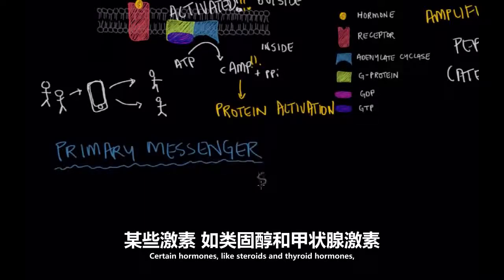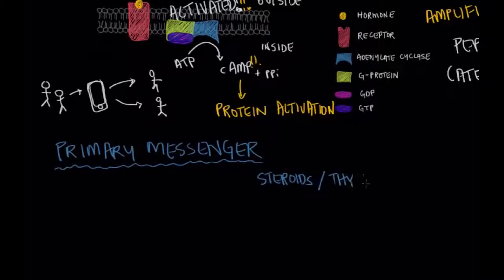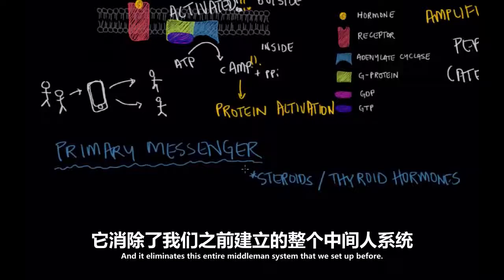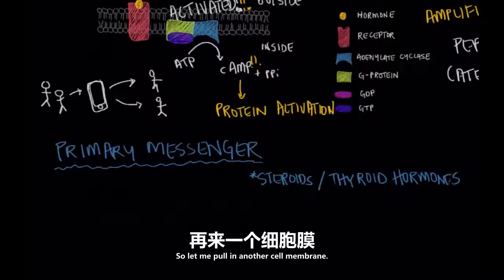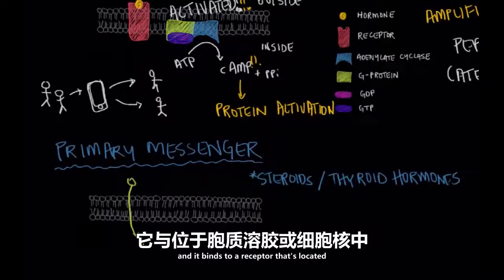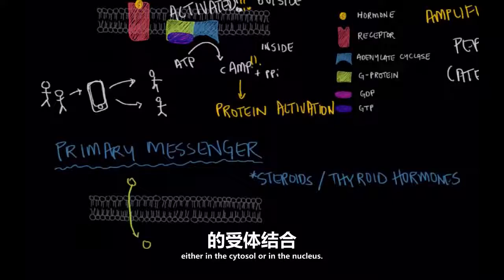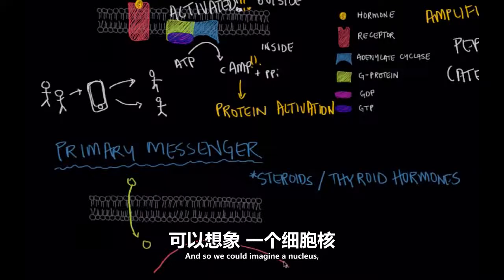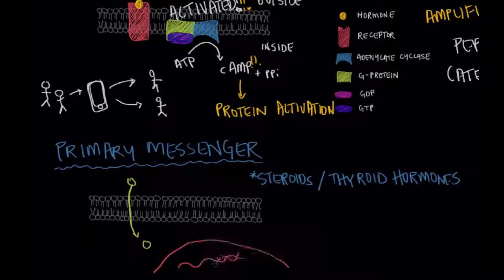Certain hormones like steroids and thyroid hormones can actually cross the cell membrane, and it eliminates this entire middleman system that we set up before. So let me pull in another cell membrane. And so the hormone crosses the cell membrane, and it binds to a receptor that's located either in the cytosol or in the nucleus. And so we could imagine a nucleus, and there might be DNA inside.